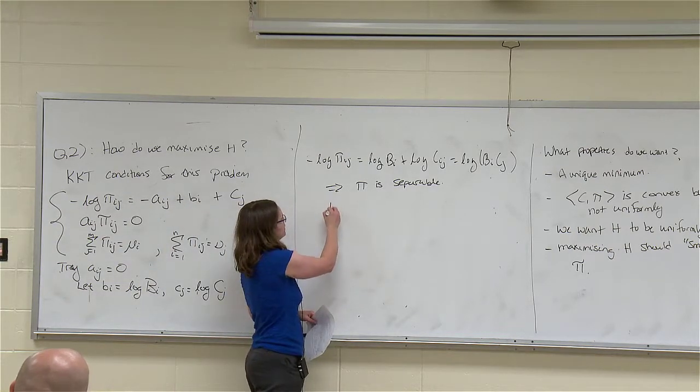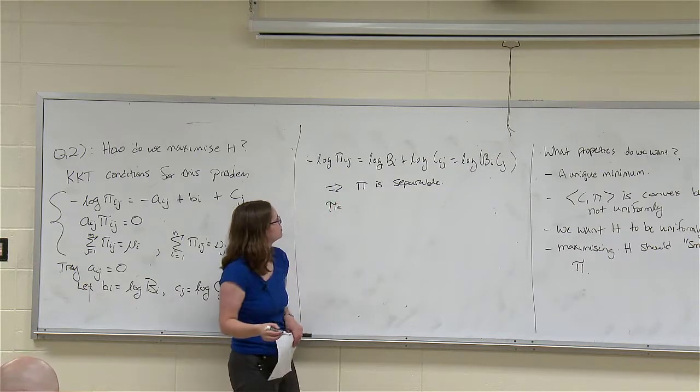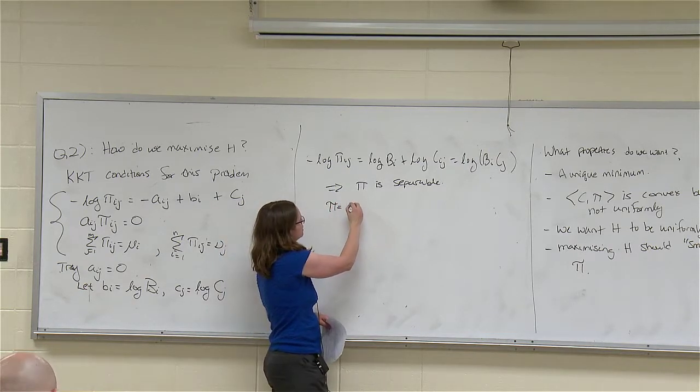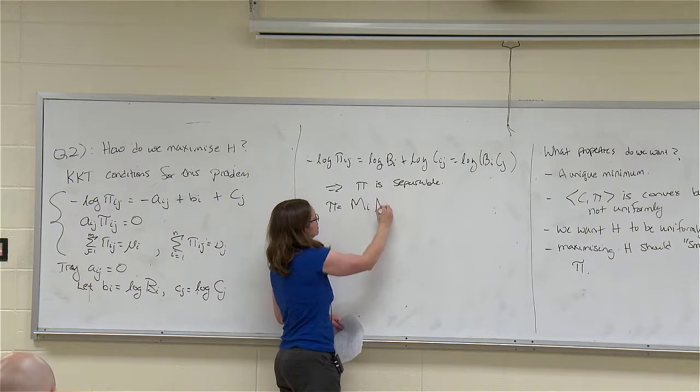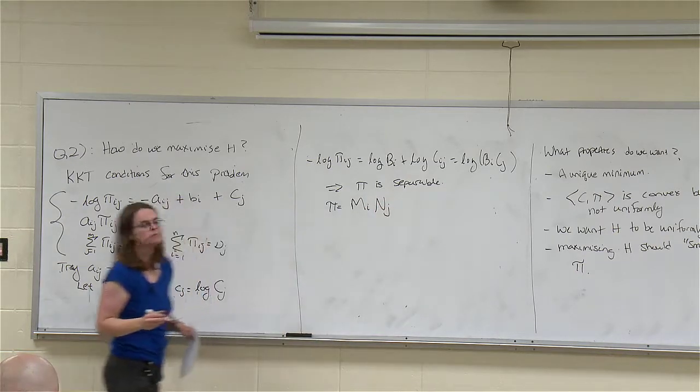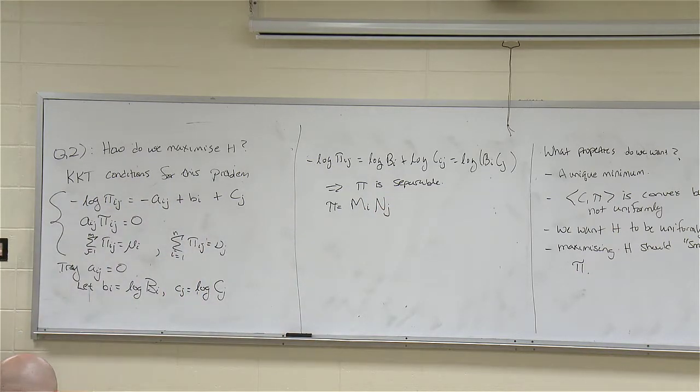Okay, so we're going to write pi as, say, mi and j. Okay, it's something of that form. We'll solve this equation, and we'll solve this equation. Now we just need to use the equality constraints to decide what terms exactly go in here.